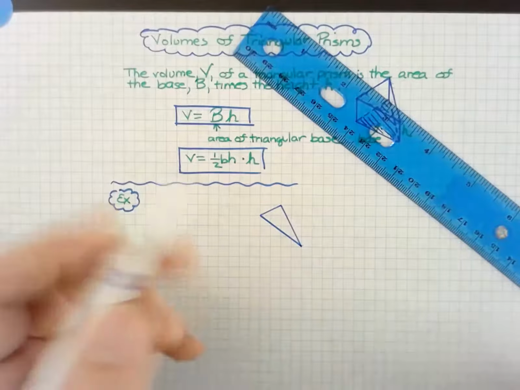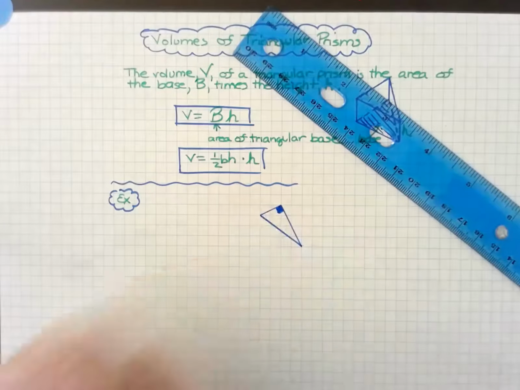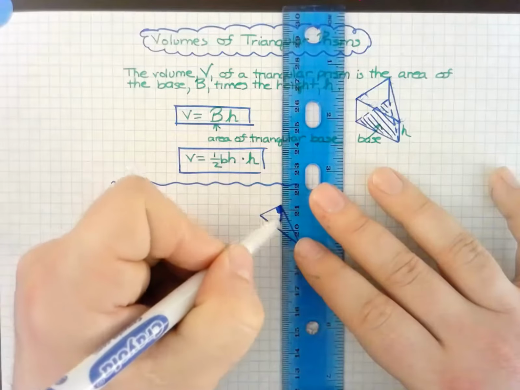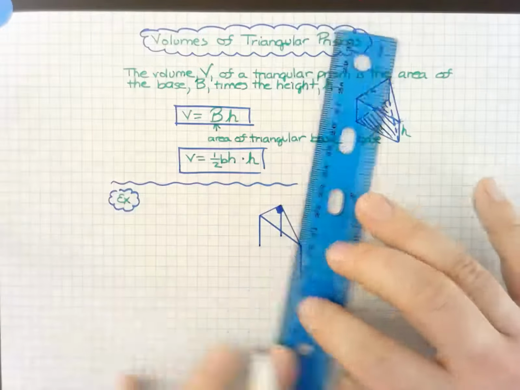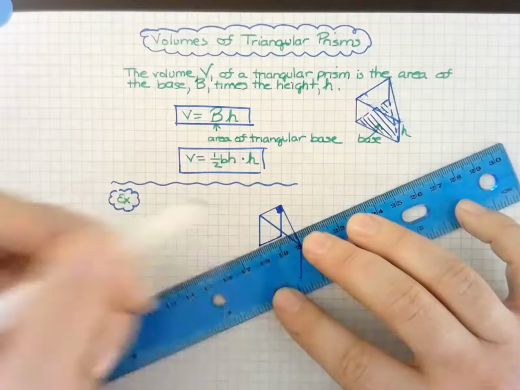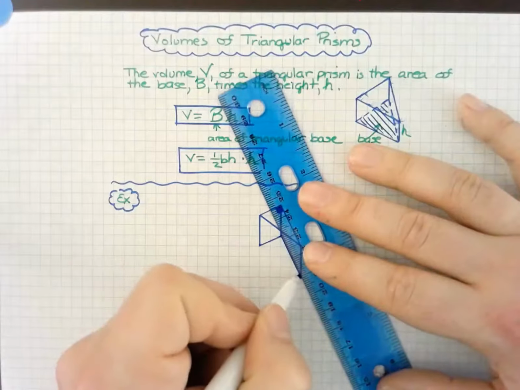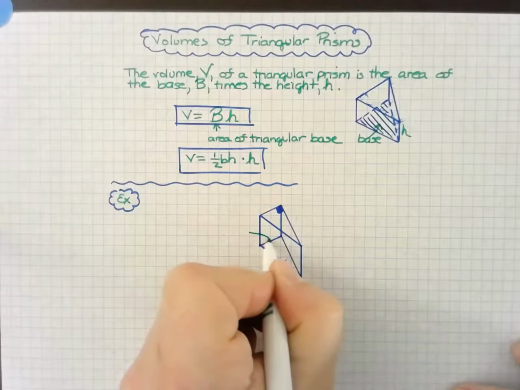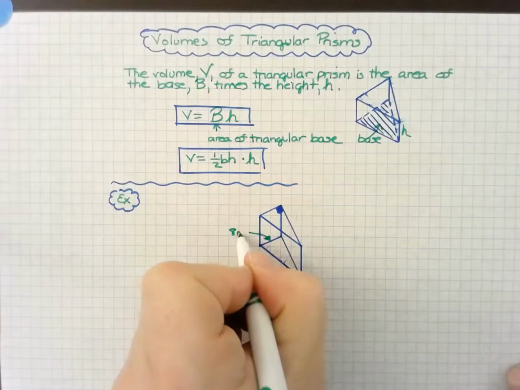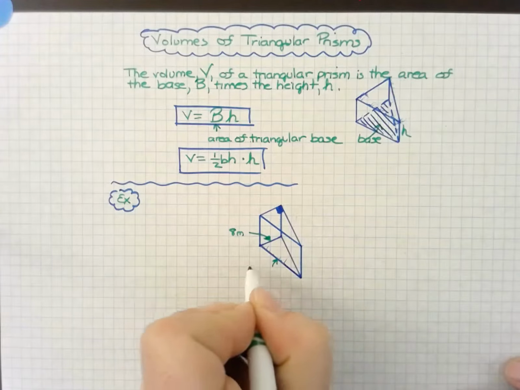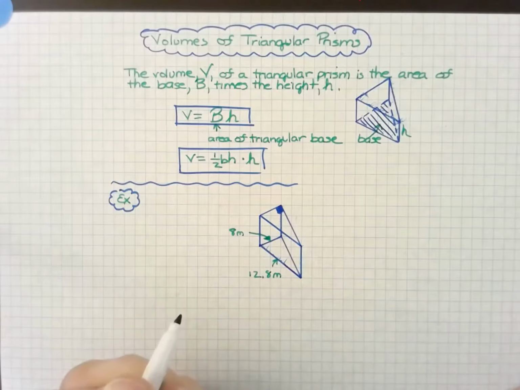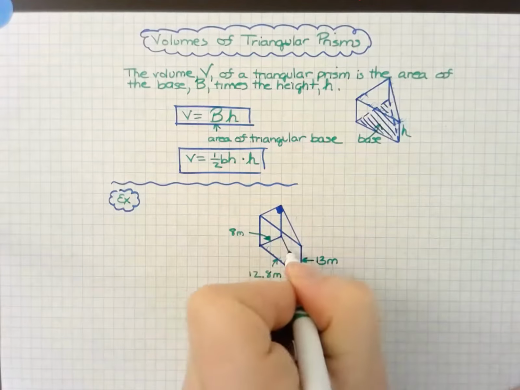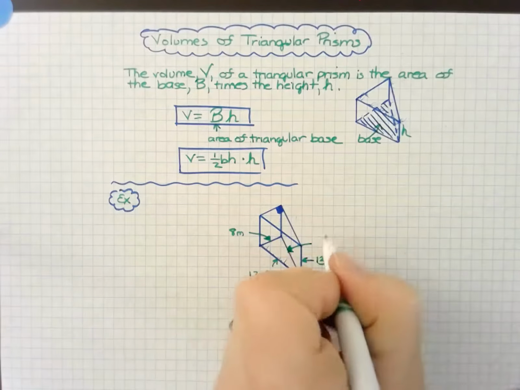Okay, so I've taken a triangle, and this happens to be a right triangle, and I'm going to extrude it down this time, a certain number of units. And connect it. And there's my prism. But it gives me some dimensions here. It says that this length is 8 meters. This side is 12.8 meters. The height is 13 meters. And this leg of the triangle is 10 meters.